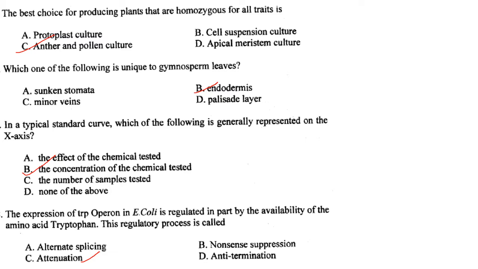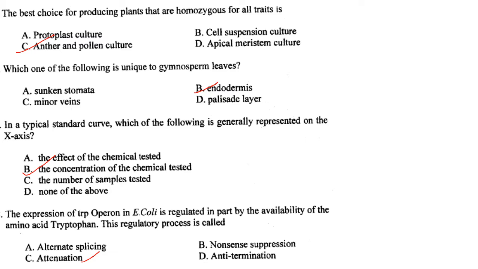Then next one, in a typical standard curve, which one of the following is generally represented on the x-axis? So on the x-axis we have the concentration of the chemical tested. Now if you are doing Folin-Lowry's, you will have concentration of the protein tested. Different concentrations of proteins you will be plotting on the x-axis. So answer is option B.